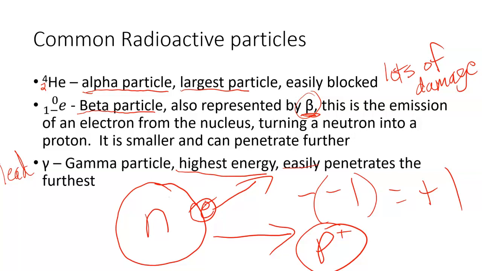So based on the size of our particle, we're talking about our damage as well. Remember, our alpha particle is very big, very easy to block. It's a helium nucleus, and it's going to do lots of damage. The beta particle is going to do an intermediate amount of damage. The gamma particle does the least damage, but it can go the furthest. So there's kind of this inverse relationship between how much damage something can do and how far it can go.